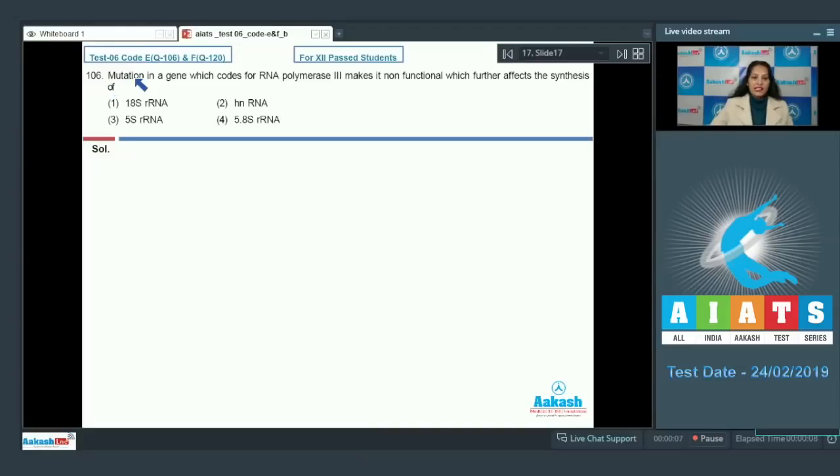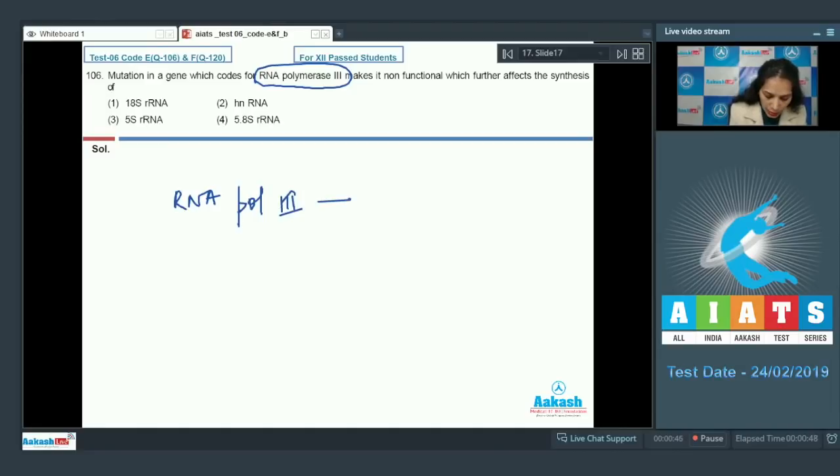Question number 106. Mutation in a gene which codes for RNA polymerase III makes it non-functional, which further affects the synthesis of: first option 18S rRNA, second HNRNA, third 5S rRNA, fourth 5.8S rRNA. If there is mutation in the gene which codes for RNA polymerase III, then it will affect the synthesis of which of the following?